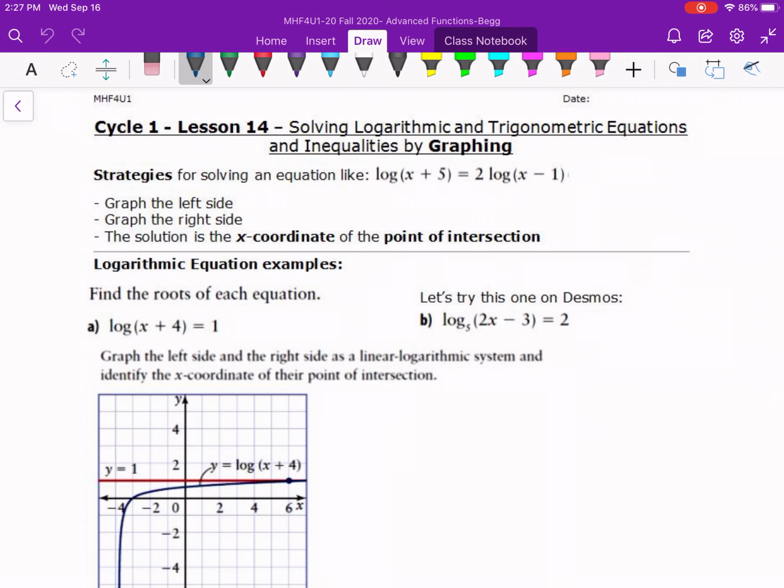In this lesson, we are going to solve some more functions by graphing. In particular, we're going to do logarithmic, exponential, and trigonometric ones. So we're going to do equations and we're going to do inequalities, just like we've done for polynomials and for what else?